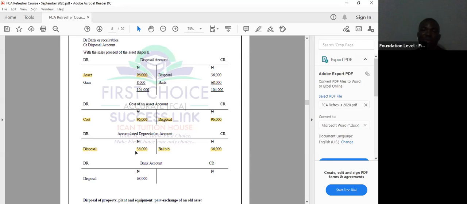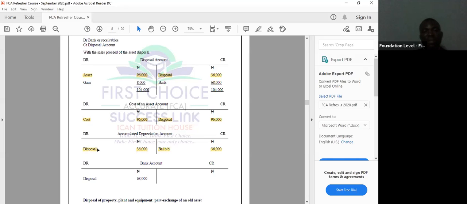We are removing it from our book. So once I've done this accumulated depreciation, it's no longer in my custody. So I need to remove the associated accumulated depreciation away from it. Then if I remove it, the account that will receive it is the disposal account. The account that we remove it to is the disposal account.